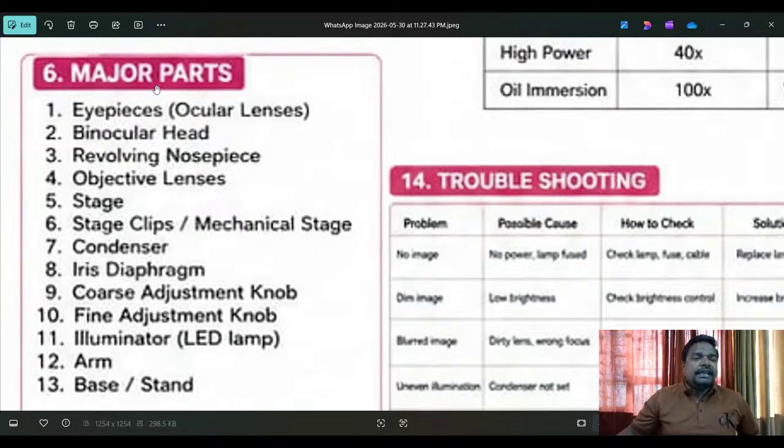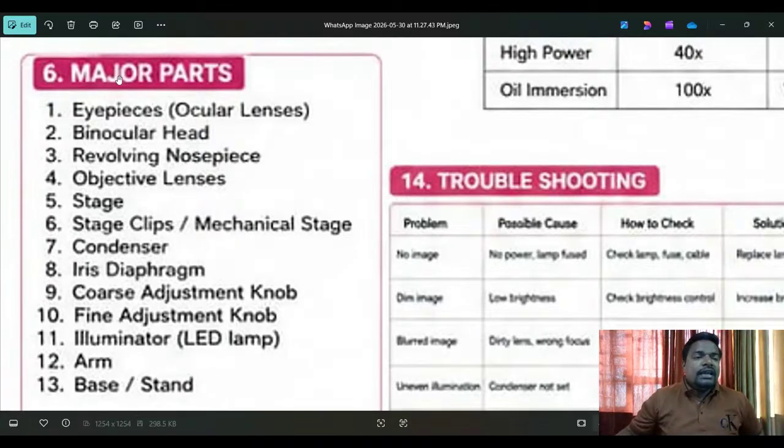Next, sixth point. Out of 24 points, now we come to the sixth point. Major parts. In the microscope, every part is very important and a major part. If any one part is not available, we cannot operate properly. For example, if one eyepiece is not available, you cannot do proper function. If the bulb is missing, you cannot do proper function. Every stage and every part is very important. Understand? Let me read now.